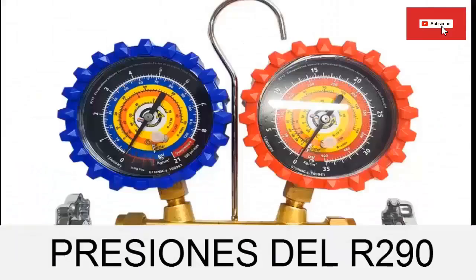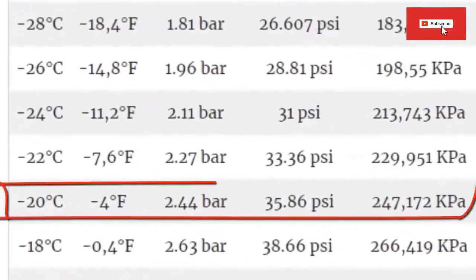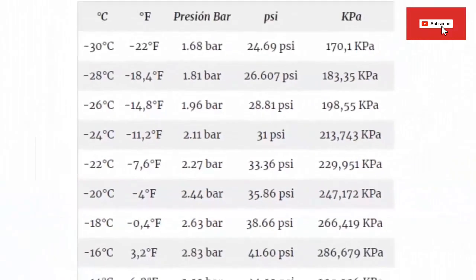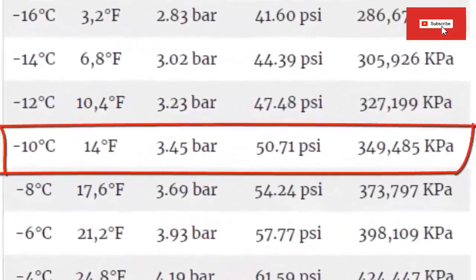Pressure for low temperature, typical of freezers with a temperature of minus 20 degrees Celsius or minus 4 degrees Fahrenheit. According to the table, we had a manometer pressure of 2.44 bars or 35.86 psi. Pressure for medium temperature, typical of refrigerators, with a temperature of minus 10 degrees Celsius or 14 degrees Fahrenheit. Based on the table, we have a gauge pressure of 3.45 bars or 50.71 psi.